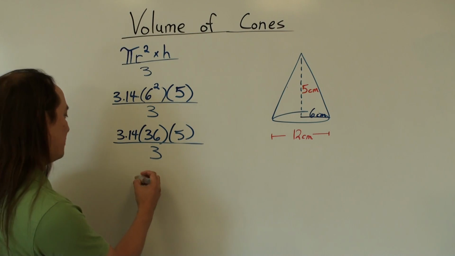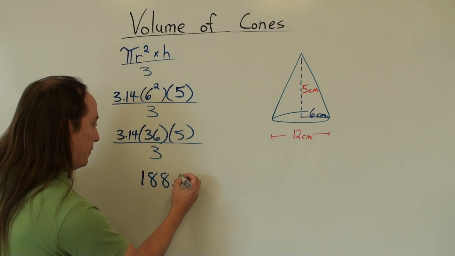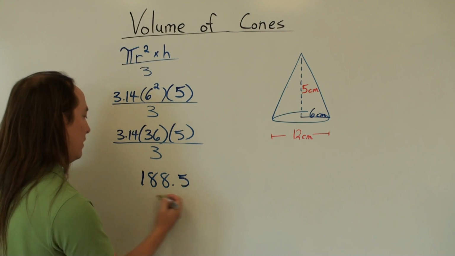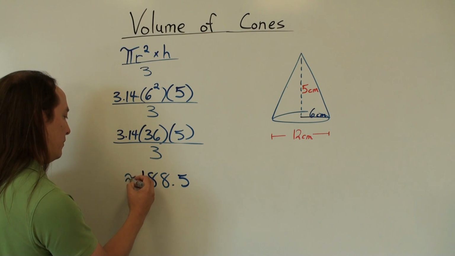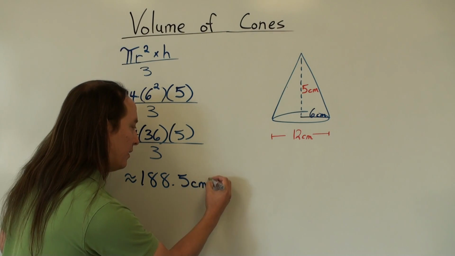So the volume is 188.5, rounding up the 0.49 to 5. I'll just say approximate. Why not? That's what those little squiggly lines mean. Centimeters cubed.